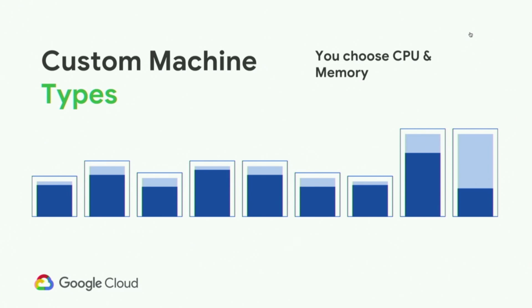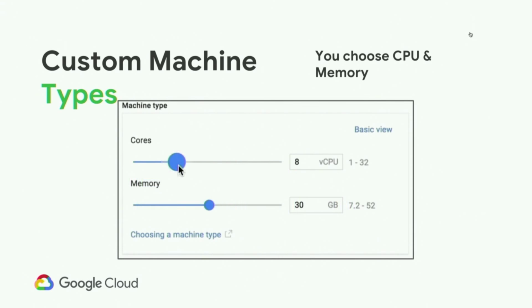Sometimes apps need memory that isn't a clean power of 2, and that's okay. And it's pretty easy to do this in Compute Engine. When you're creating your instance, you just drag the sliders to how many cores you need and how much memory you need, and then you get the machine that is the right size for your application.